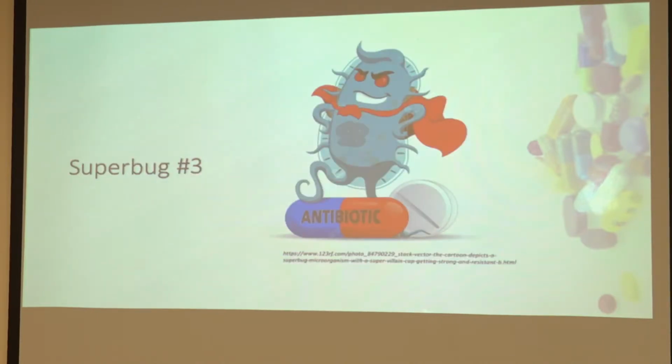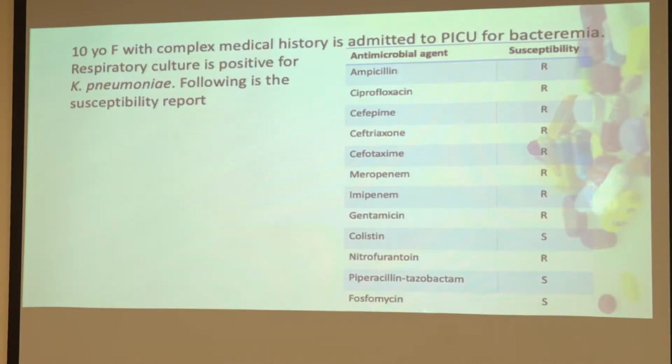So let's proceed with our next superbug. This is superbug number 3. So here we have another sensitivity report. This is a 10-year-old female with complex medical history. She's admitted to PICU for bacteremia. Respiratory culture is positive for Klebsiella pneumoniae, and this is the sensitivity report. We have to again identify the superbug. So look at the sensitivities closely.